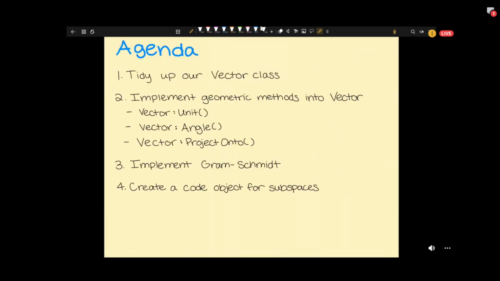Now our agenda for today. The first thing we're going to do is tidy up some work that we did last week. Some of the folks who did their homework alerted me that I forgot to implement a couple things in lecture, so we're going to do that today. Then we'll do some geometric methods for vectors, implement the Gram-Schmidt algorithm, and finally do some coding for subspaces.